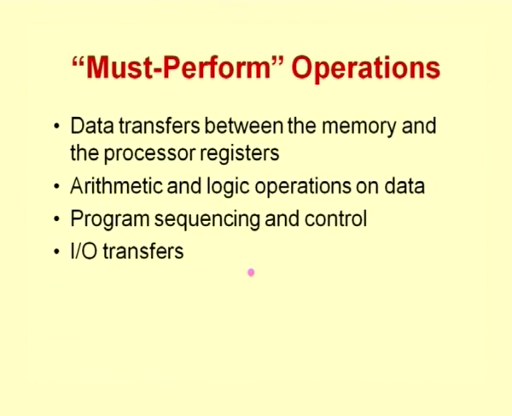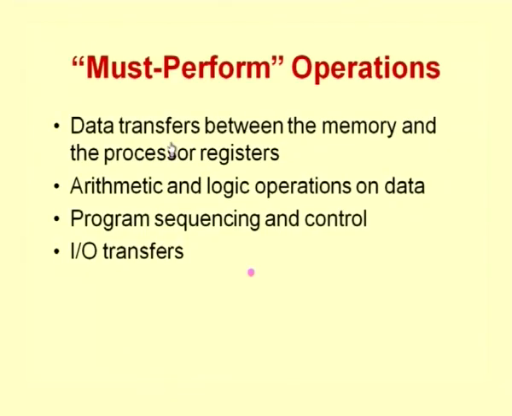Okay. So, first of all, let us look at what operations these instructions are expected to perform. That means we must identify the must-perform operations. So, what are the must-perform operations? We know that you will have to transfer data between the memory and the processor registers. You need to bring data from processor to memory or from memory to processor. So, we need instructions which will be able to do this data transfer.